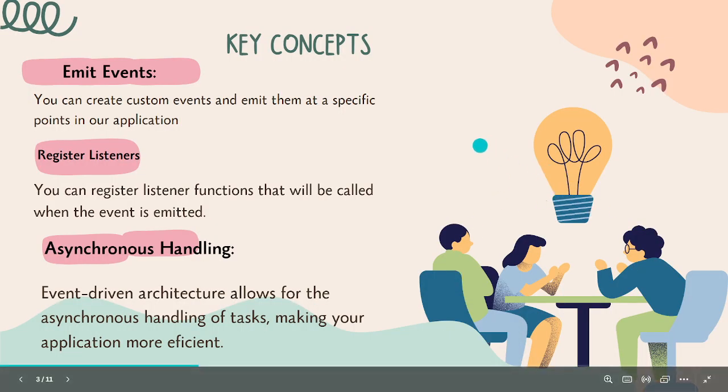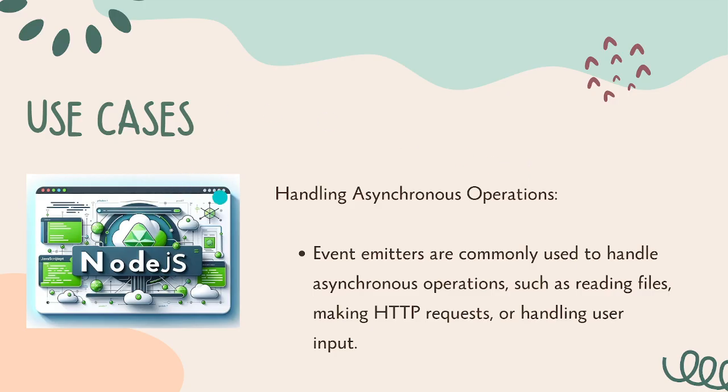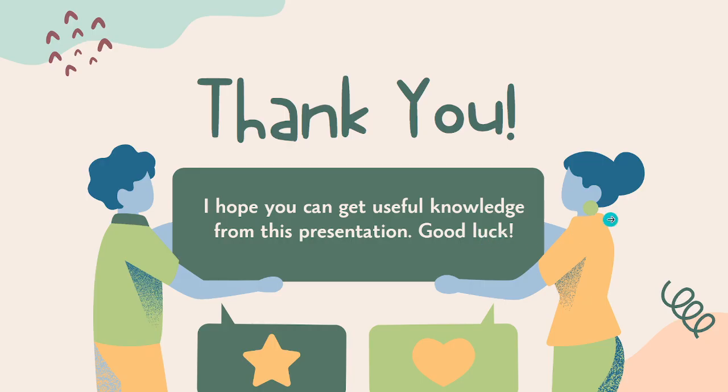And we'll go again to the presentation. So the last thing we need to remember is the use cases of this event emitter, right? The main use case is handling asynchronous operations. What this means is event emitters are commonly used to handle asynchronous operations such as reading files, making HTTP requests, or handling user input, right?